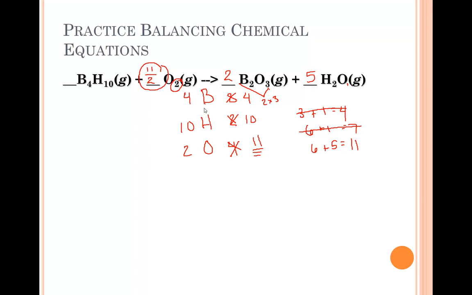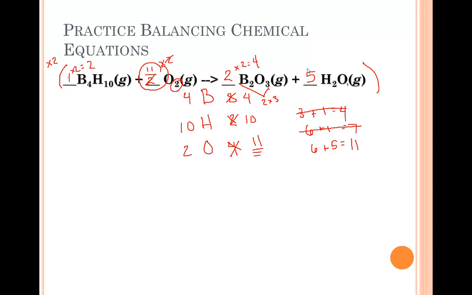But the problem with this is we can't have a fraction there. We want whole numbers. So we multiply the entire equation by 2. So there's invisible ones here. So 1 times 2 is 2. 11 halves times 2 is 11. 2 times 2 is 4. 5 times 2 is 10.